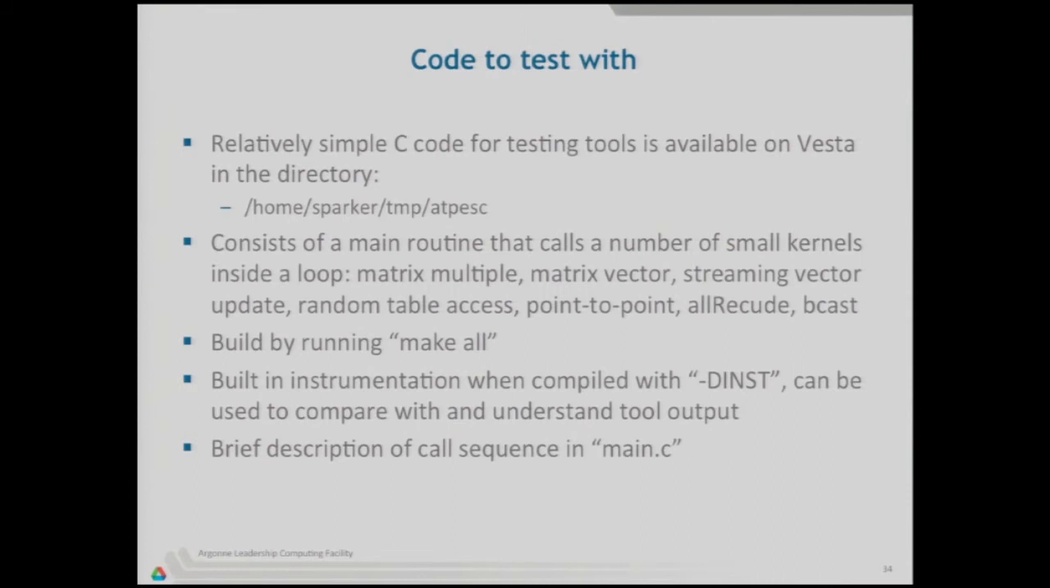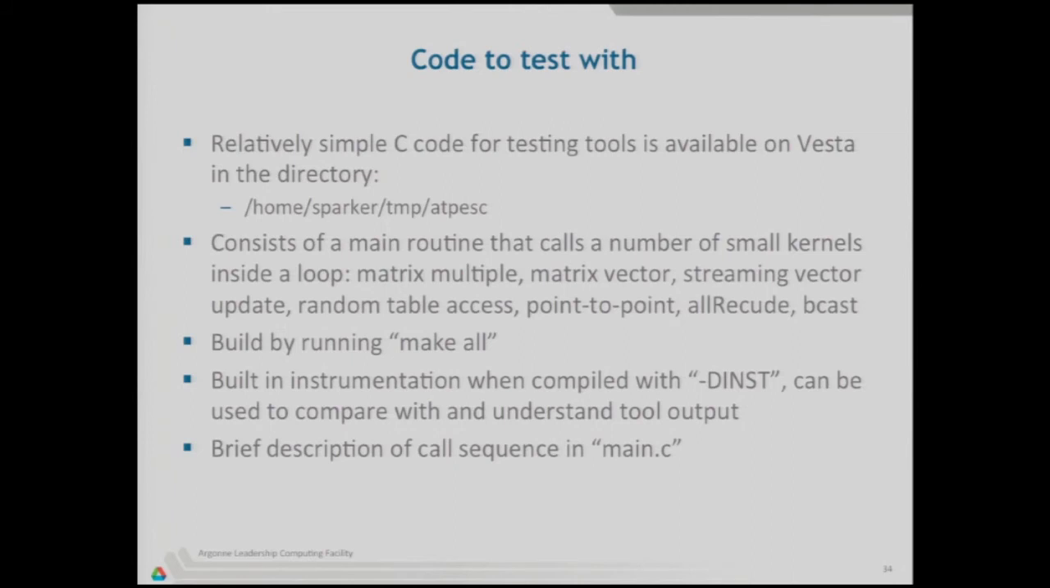And the last slide I have here is really just a pointer to a test code that I have. This test code doesn't do anything really physical. It's really just a collection of kernels. So matrix multiplies, matrix vector multiplies, some streaming vector updates, and it's also got some communication in it with point-to-point, all reduce and broadcast. And it's got OpenMP in it, too, that you can turn on and off. This code is in my home directory on Vesta, home, Sparker, temp, ATPESC. If you just copy that directory, you'll get this test code.